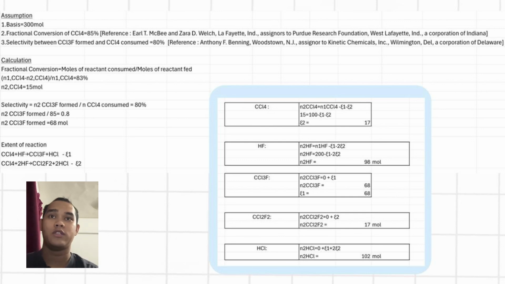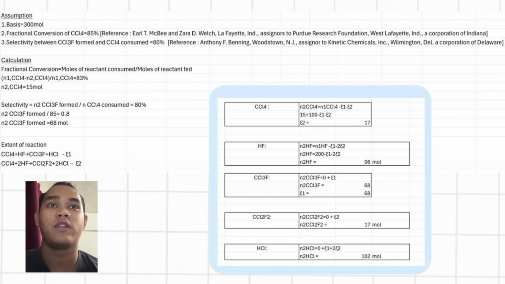Now for the calculation, we use the fractional conversion of CCl4, which is equal to 85%. Then we will get the N2 of the CCl4, which is 15 moles. So using the selectivity also, we can get the N2 of the CCl3F formed. By that we can use the extent of reaction to have the other N moles that are coming out of the reactor.